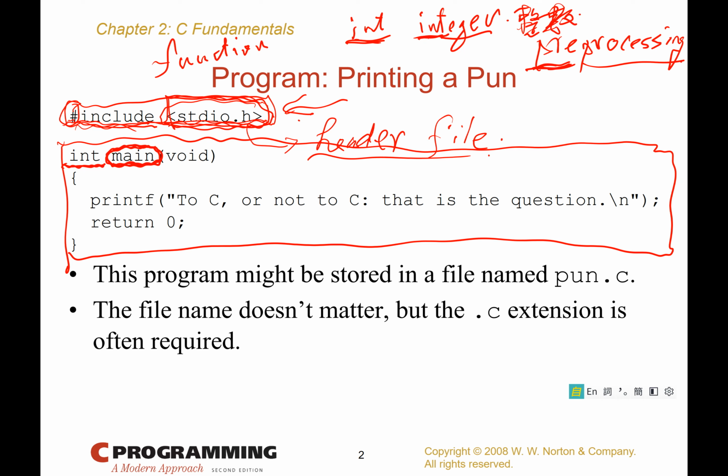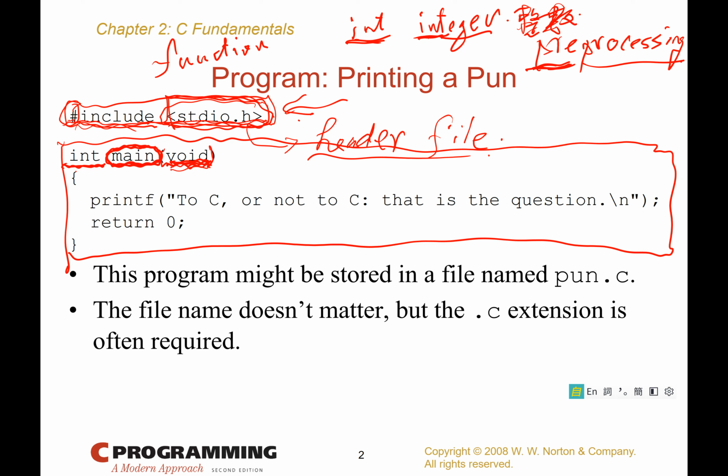And after the name, there's a parenthesis. In the parenthesis, we put a reserved keyword called void. What void means is empty, is nothing. It means you put nothing into the parenthesis, but you put the keyword void instead.